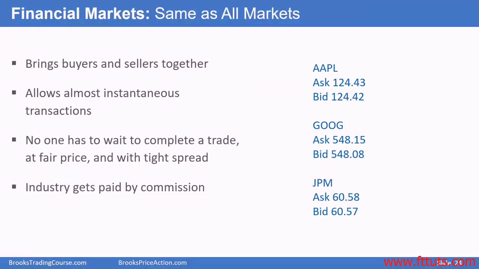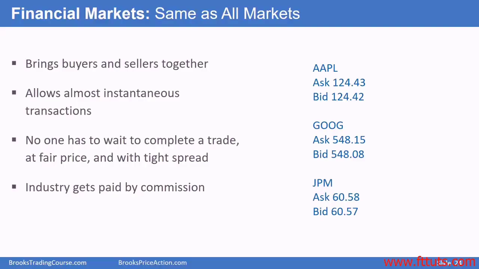Financial markets, same thing. They bring buyers and sellers together. The NASDAQ has Apple and Google. A lot of people at any instant want to buy Apple, and want to sell Apple. There are a lot of people who want to buy Google and sell Google. On the New York Stock Exchange, a lot of people want to buy JP Morgan, and at the same time, a lot of other people want to sell it.